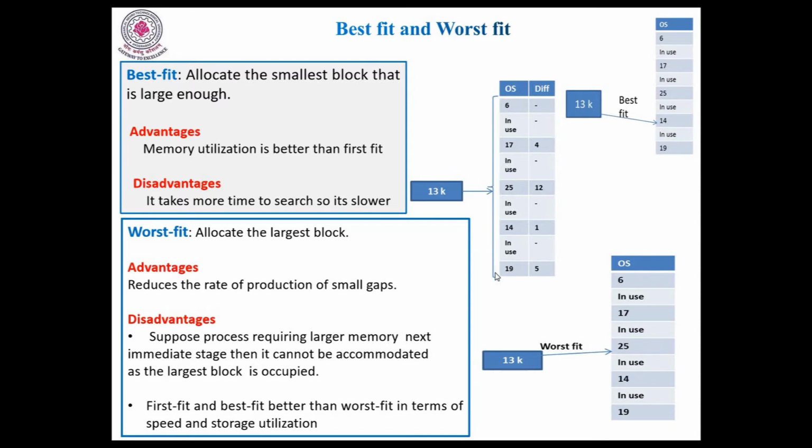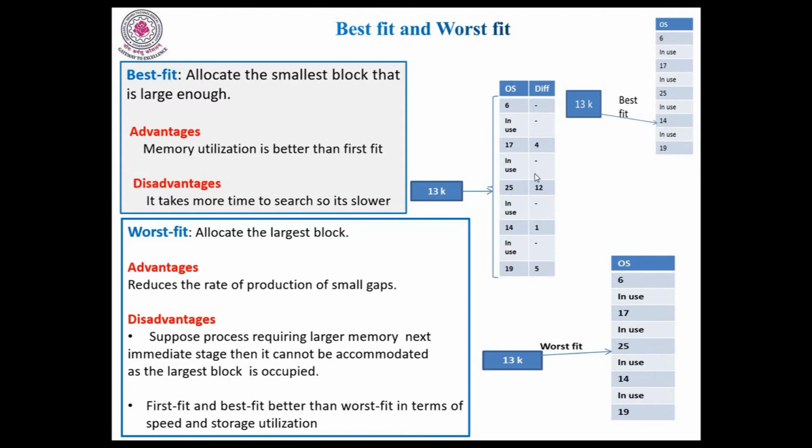When I search the entire list, you see 13K less than or equal to 6K. So the condition is false. 13K less than or equal to 17K. Condition true. Then what is the difference? 4. 13K less than or equal to 25. Condition is true. The difference is 12. 13K less than or equal to 14. Condition is true. The difference is 1. 13K less than or equal to 19. What is the difference? 5.